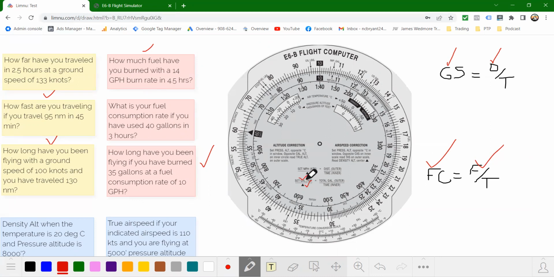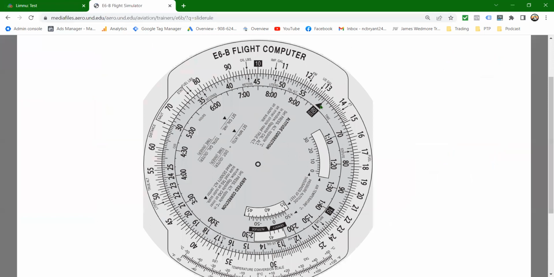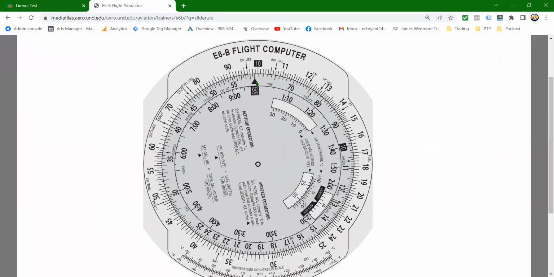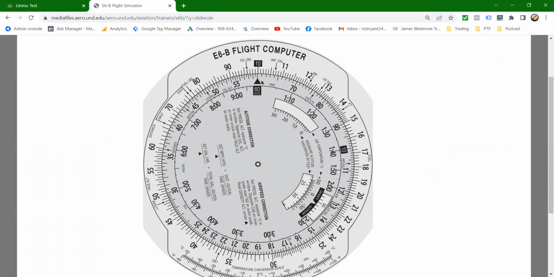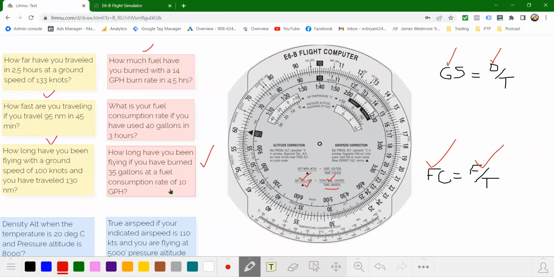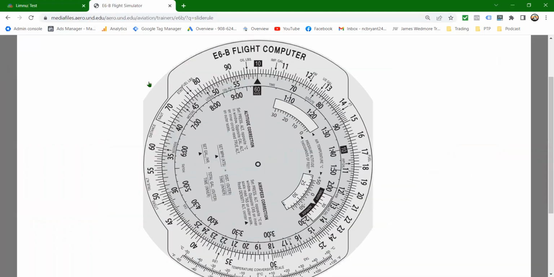We have the triangle. So we can line up fuel consumption rate over our triangle. And then we have the outer scale. We have the gallons, 35 gallons. So we can read the time off the inner scale. So let's do that. Let's line up the triangle with 10 gallons per hour. Here's our triangle. We line that up with 10 on the outer scale. And then we read off 35 gallons. We find that on the outer scale. So that's going to be down here. And it says 3.5 hours.